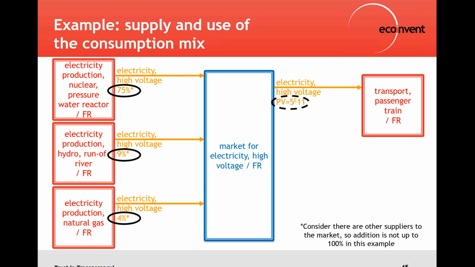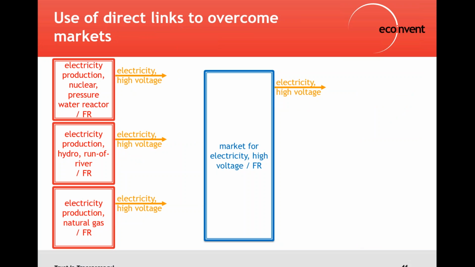As it's marked in this slide, of course, these market shares do not add up to 100% because there are other producers that contribute to this market, typically imports and other technologies which are minor contributors. And as I mentioned, when it's needed, direct links can be used to overcome the markets. This also happens in the database and can happen to you as final users, as I said.